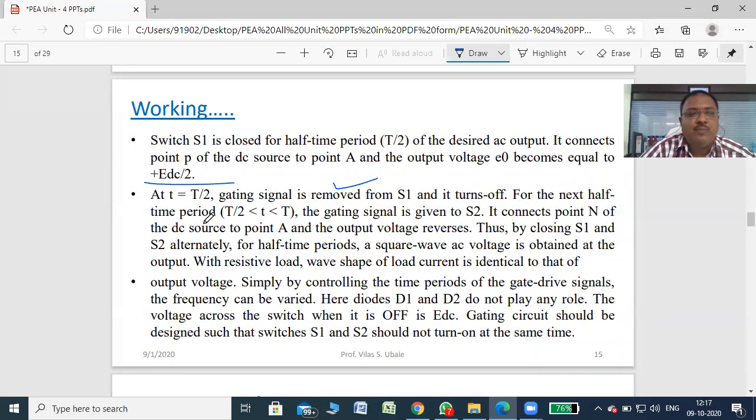For the next half time period, that is t greater than T by 2 and less than T, the gating signal is given to S2. It connects the point N of the DC source to point A, and the output voltage reverses. Thus, by closing S1 and S2 alternately for half time period, a square wave AC voltage is obtained at the output with resistive load. The wave shape of the load current is identical to that of the output voltage. Simply by controlling the time period of the gate drive circuit, the frequency can be varied.